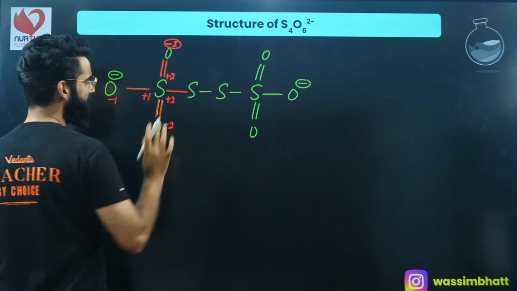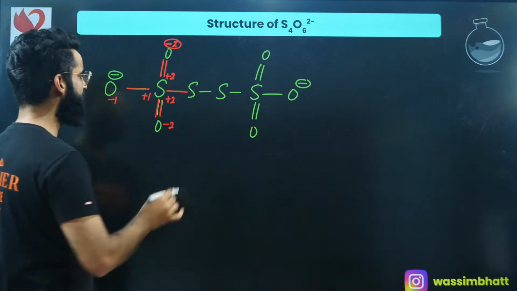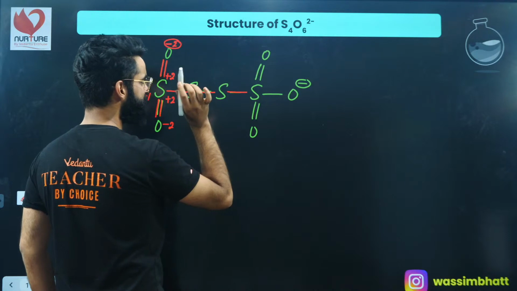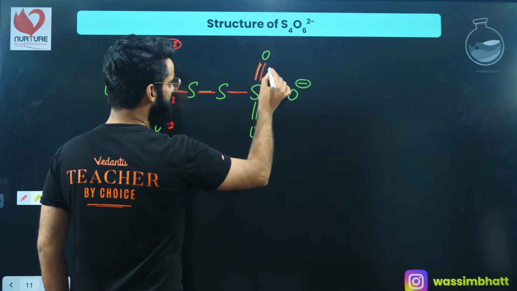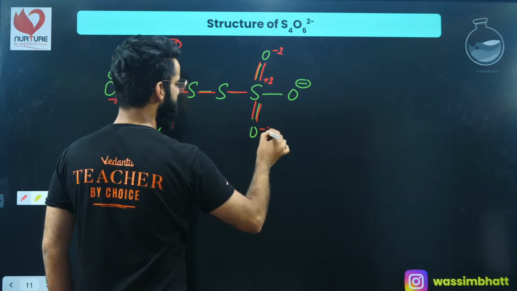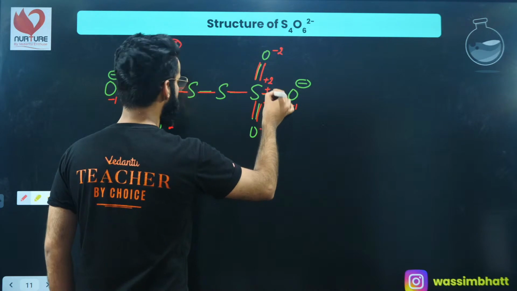Due to this single bond, nothing is going to happen because on both the sides you have got sulfur atoms, right? Similarly, over here nothing is going to happen, on both the sides sulfur atoms, right? Now due to this double bond, oxygen will have minus 2 charge, sulfur will have plus 2 charge. Due to this single bond, oxygen will have minus 1, sulfur will have plus 1, right?